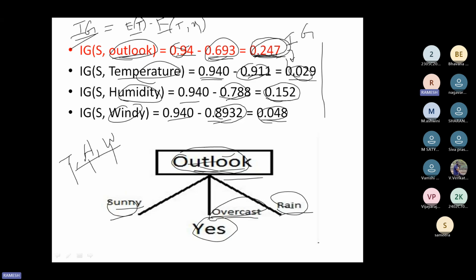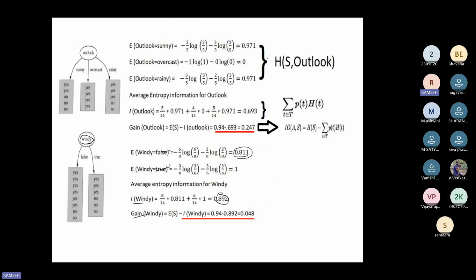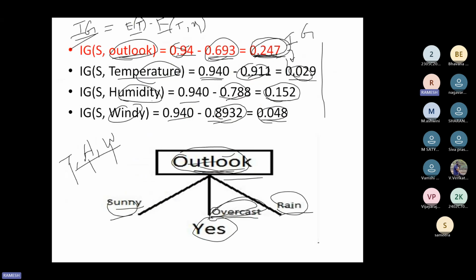When outlook is overcast, we can just look at the entropy of overcast. Here we got 0, so there is no second option. There is no impurity. It is completely pure. When outlook is overcast, no need to check other columns. Directly we can say the target as yes, we can play the game.